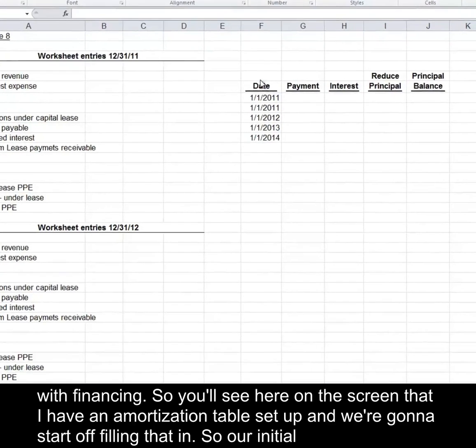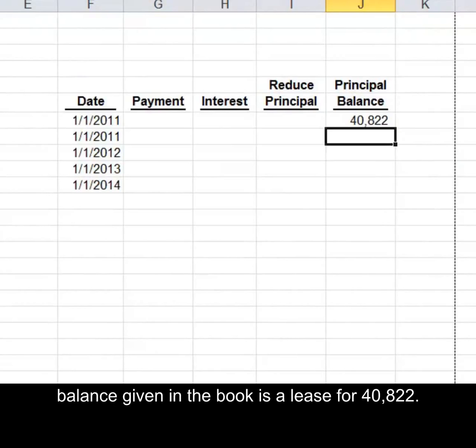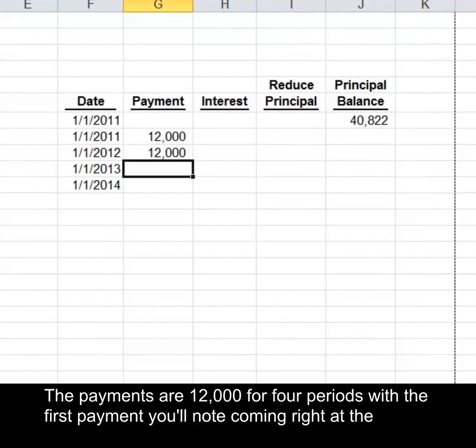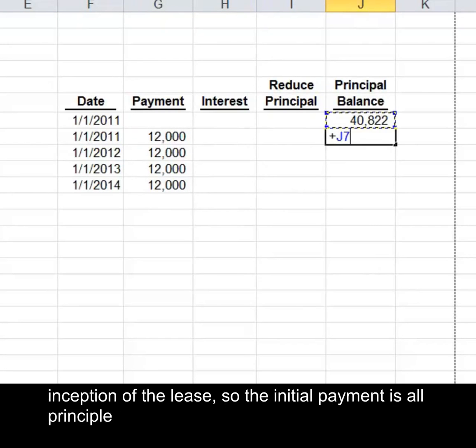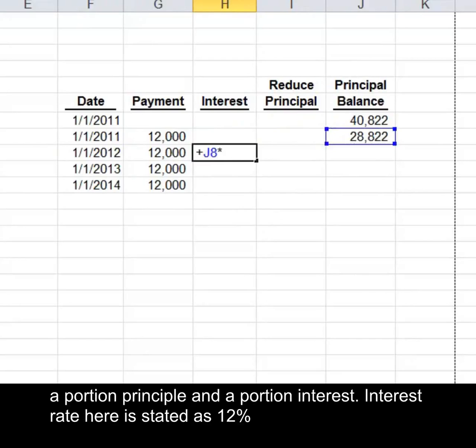So you'll see here on the screen that I have an amortization table set up, and we're going to start filling that in. Our initial balance given in the book is a lease for $40,822. The payments are $12,000 for 4 periods, with the first payment, you'll note, coming right at the inception of the lease. So the initial payment is all principal, and it goes to reducing the principal balance. After that, our payments are going to be a portion principal and a portion interest. Interest rate here is stated as 12%.